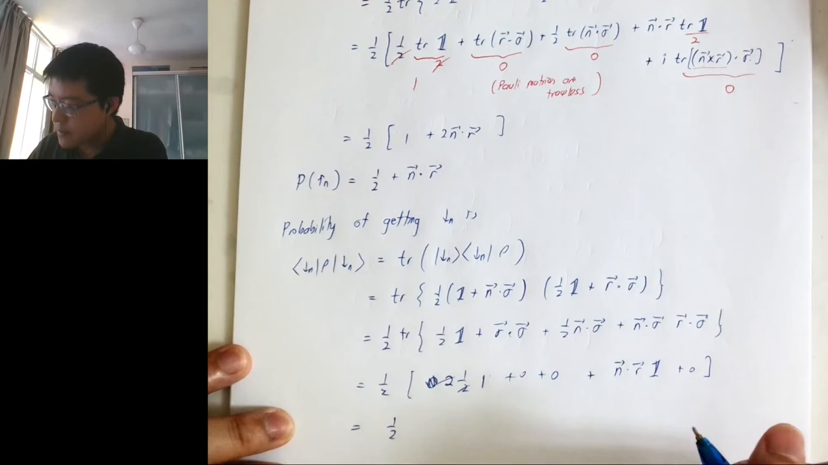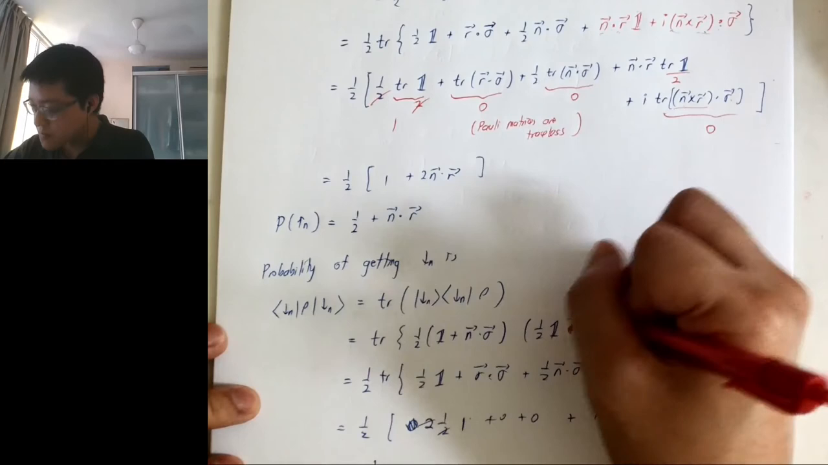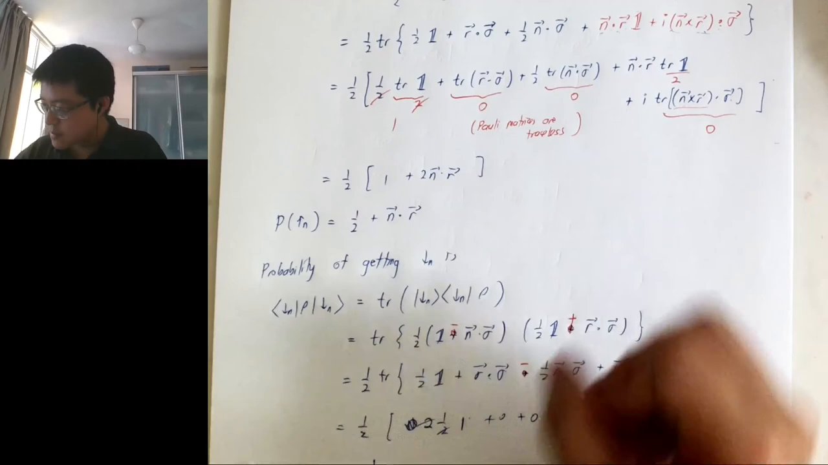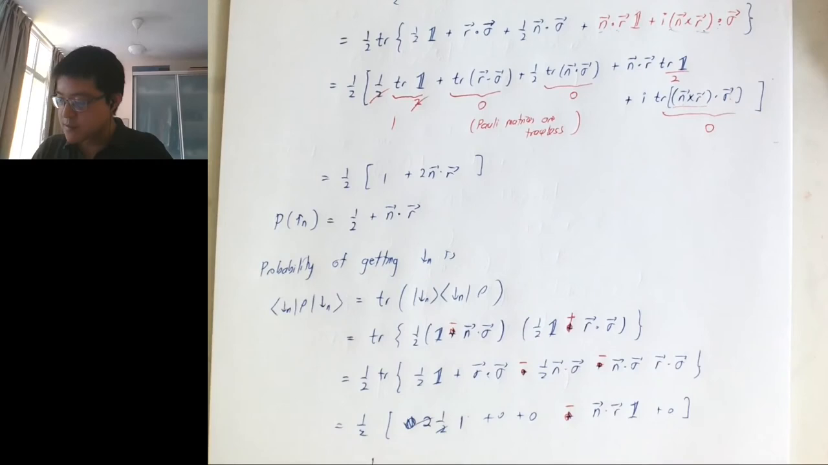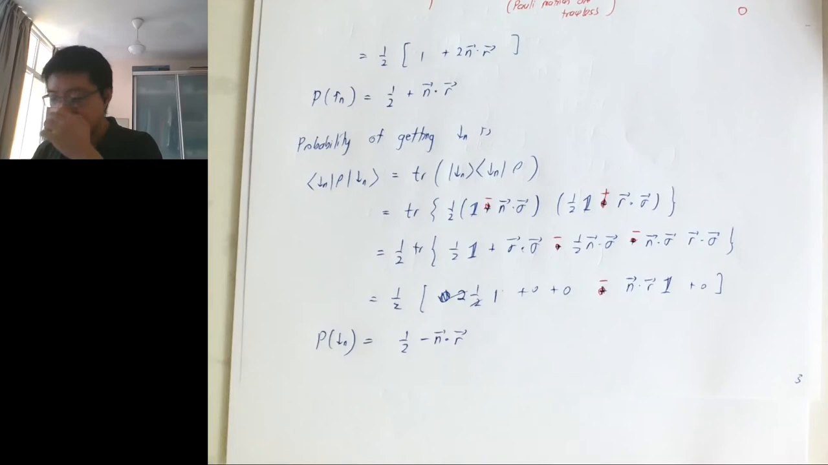Hang on a second, why is it the same? Oh, this is down n. See, down n, I should use the negative sign here, right? So down n should be the negative. No, wrong one. This one. Wow. Mistakes propagating. Error propagation. So this is minus, and this is minus. Yeah. So hopefully that's corrected all the mistakes. I got half minus n dot r. Okay, so this is the probability of getting down n.